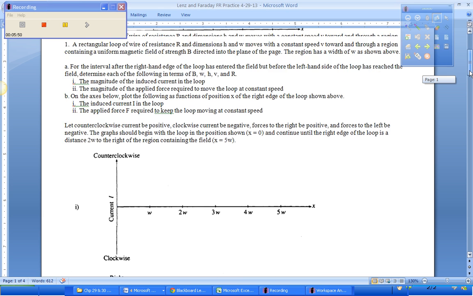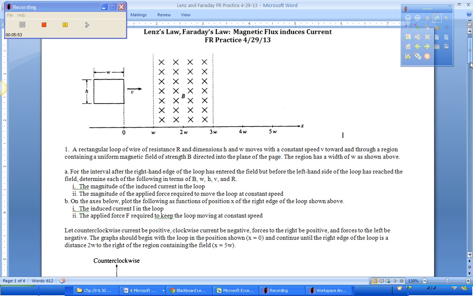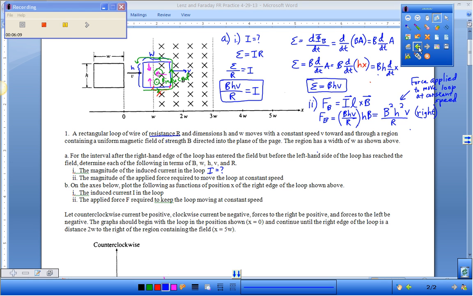As I go from W to 2W, that current, I think we found in the earlier part of the problem, was going in a counterclockwise direction. We can jump back a couple screens and take a look at that. Yep, it was going in a counterclockwise direction. They want us, as we plot these, to let counterclockwise current be positive and clockwise current be negative. Forces to the right positive, forces to the left negative. So initially our current was counterclockwise, that's going to be a positive current.